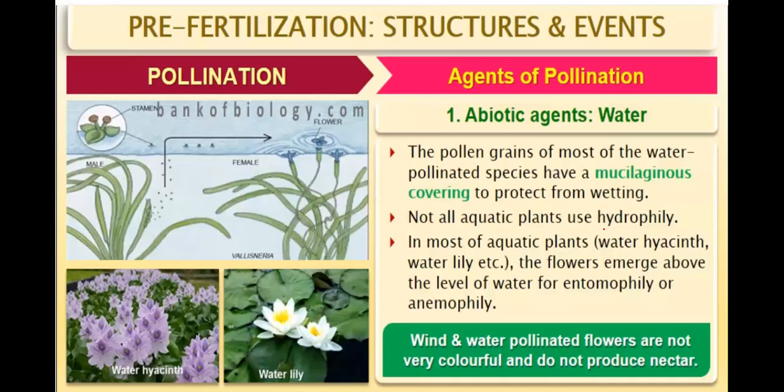Not all aquatic plants use hydrophily. In most aquatic plants like water hyacinth, this is water hyacinth, or water lily, this is water lily, the flower emerges above the level of water for entomophily or anemophily. It is not hydrophily, but either entomophily or anemophily. Wind and water pollinated flowers are not very colorful and do not produce nectar. So if you see that a flower is not releasing any nectar and has no smell, then it is not pollinated by insects. It is pollinated by water or wind.